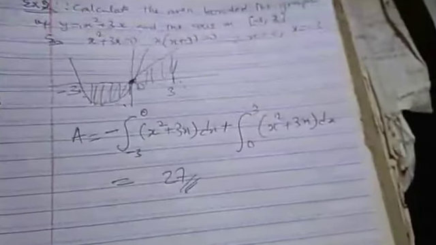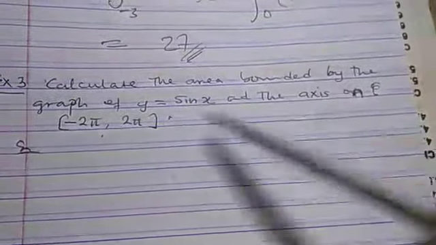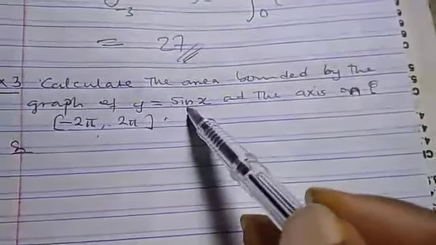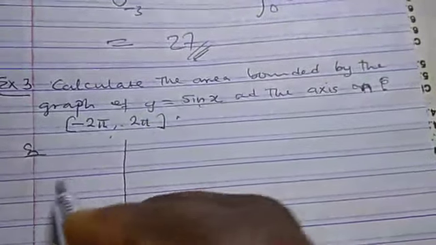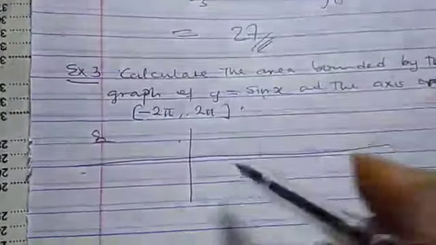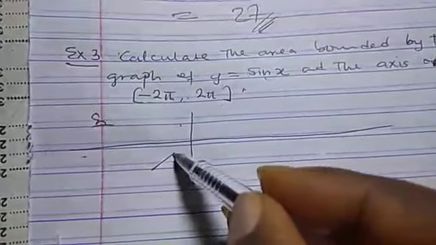Let's consider another example. Number 3, calculate the area bounded by the graph of sin x and the axis from minus 2 pi to 2 pi. You need to know how to draw the graph of sin x. That is very, very important. And if you don't know that, you should go and learn how to draw the graph of sin x.